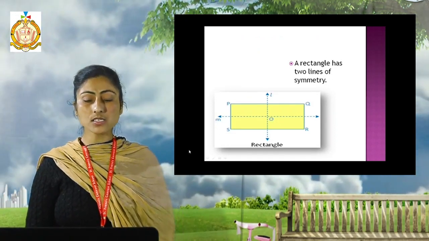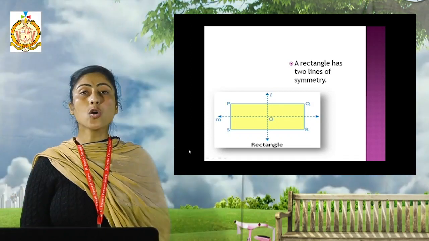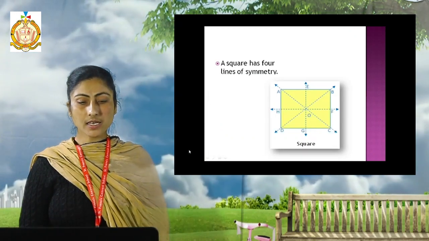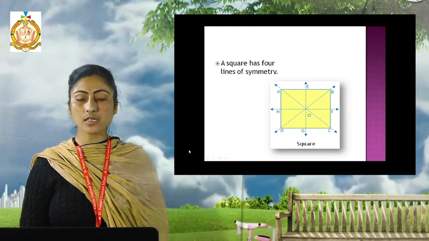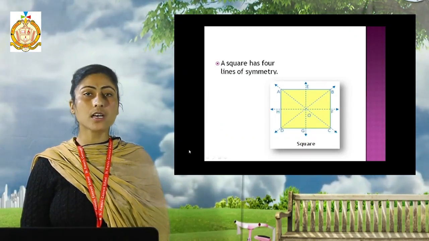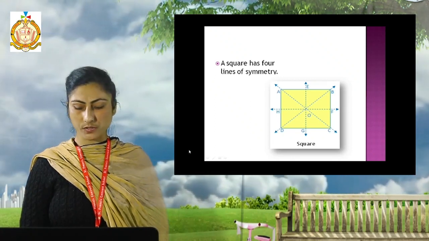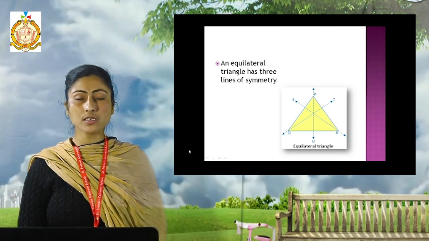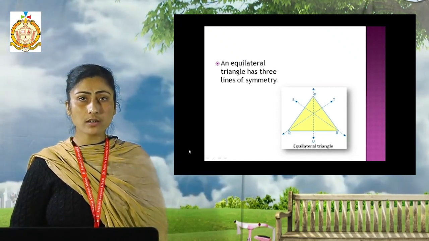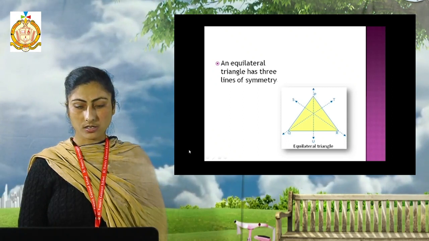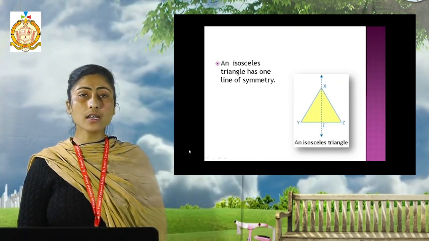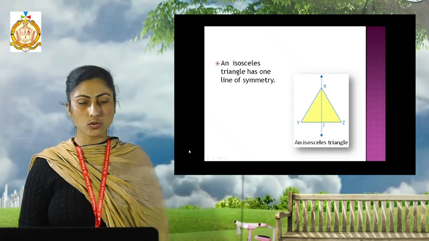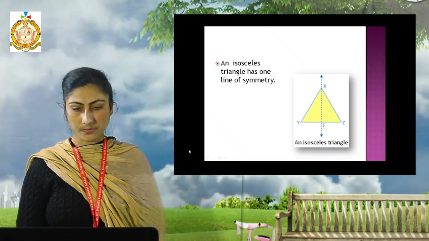Like a rectangle has 2 lines of symmetry because its opposite sides are equal. Next, a square has 4 lines of symmetry because all 4 sides of a square are equal. Next, an equilateral triangle has 3 lines of symmetry because 3 sides of an equilateral triangle are equal. Next, an isosceles triangle has only 1 line of symmetry because only 2 sides are equal in an isosceles triangle.